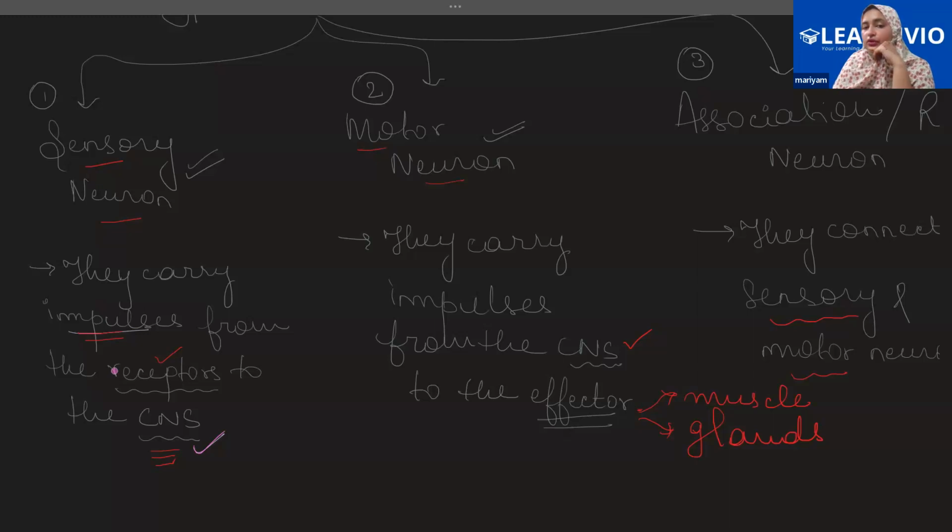Then come the motor neurons. They are responsible for carrying the impulses from the CNS, the central nervous system, lastly to the effector.